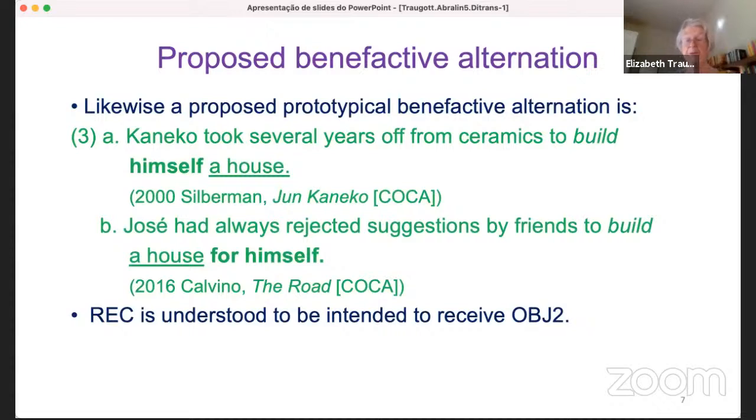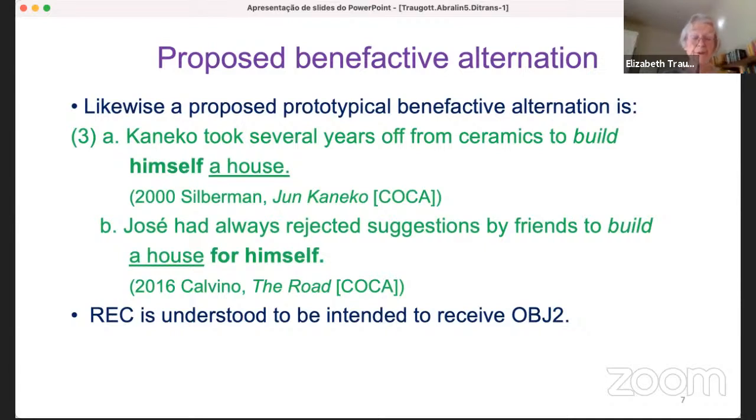And likewise, there's a proposed prototypical benefactive alternation in 3A. "Kaneko took several years off from ceramics to build himself a house," where "himself" is the recipient and "a house" is object two. And in 3B, "Jose had always rejected suggestions by friends to build a house for himself."